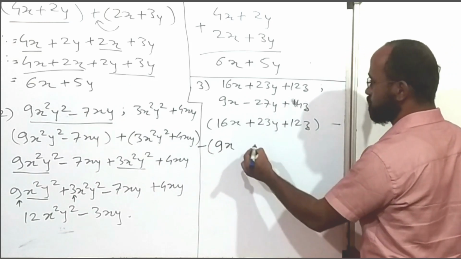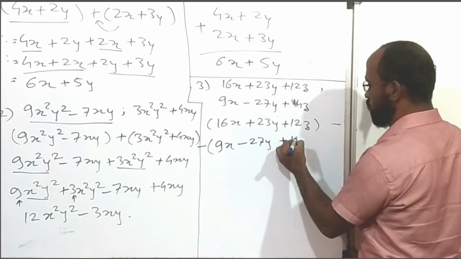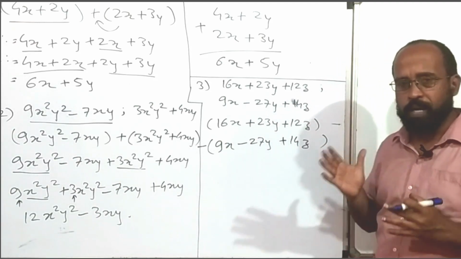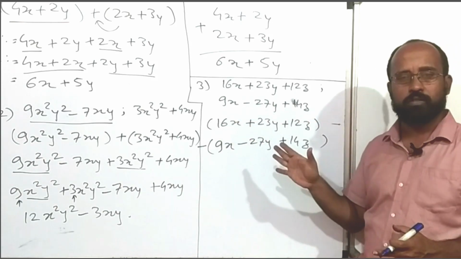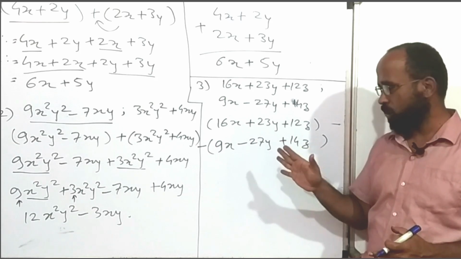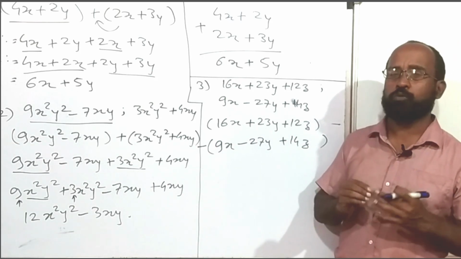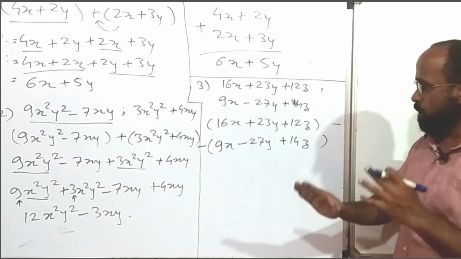9x minus 27y plus 14z. Friends, fortunately all these terms are arranged vertically. Okay, so what is our first step? First step is to remove the brackets, right? First step is to remove the brackets.